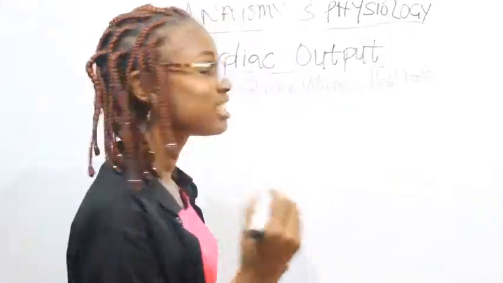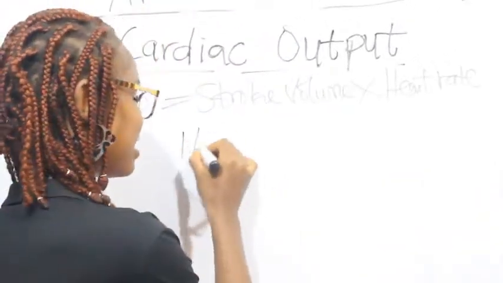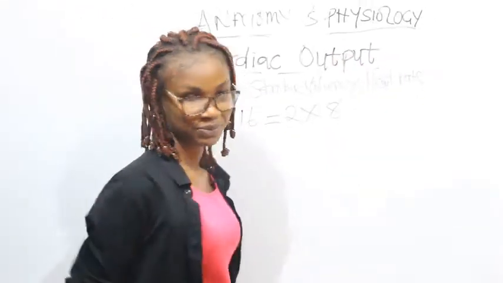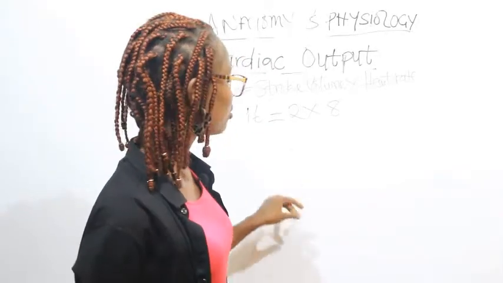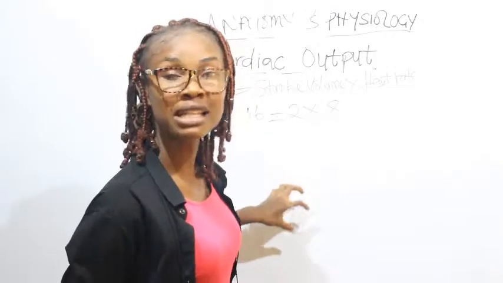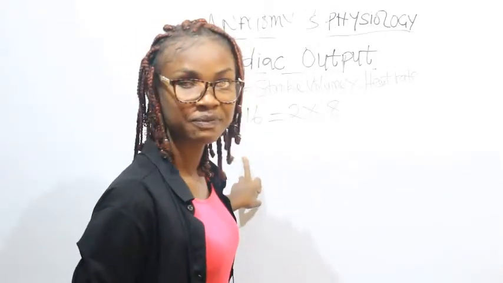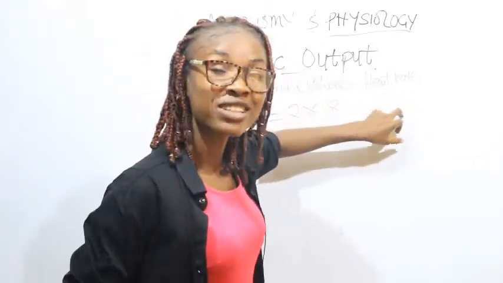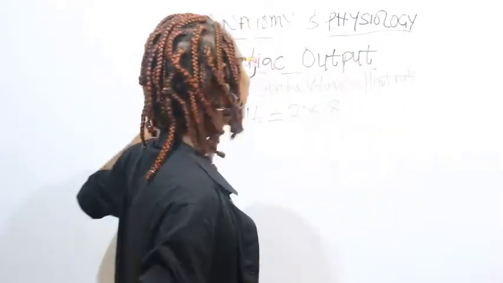Okay, let me give this instance. If we say, for instance, 16 is equal to 2 times 8, that's to say, if I have 2 in 8 places, it will give me 16. That's the same thing here. So that volume of blood in one contraction, if I have it in the number of heart rates, it will give me the cardiac output. I don't know if you get what I said.